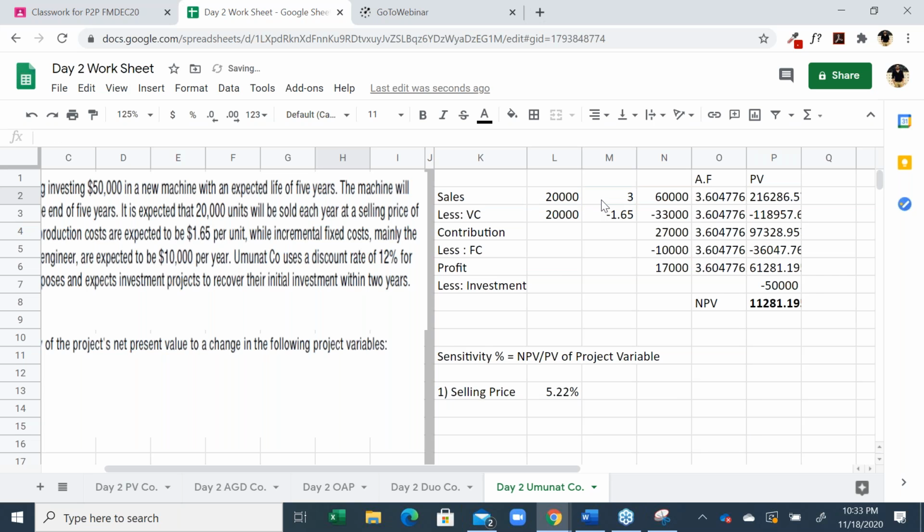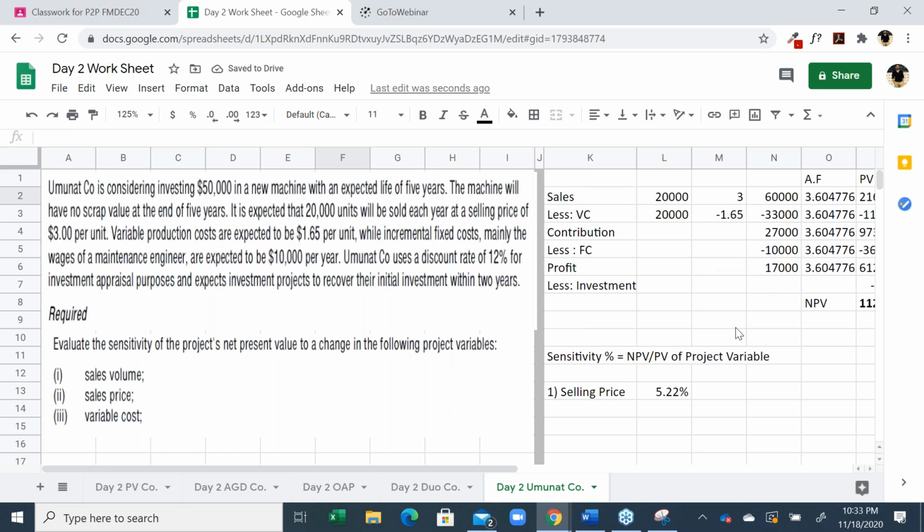So let's get back to the original value. This 5.22% is telling us that if the price goes down by 5.22%, your NPV will be 0, and you cannot afford a further decrease in your price. That's the maximum fall in the price that we can afford. You can't afford more change in this price.